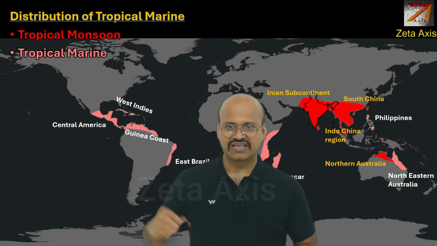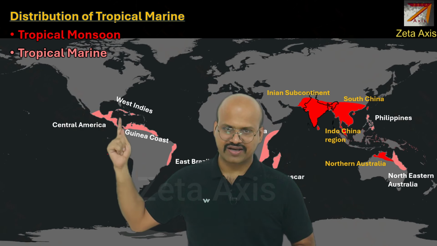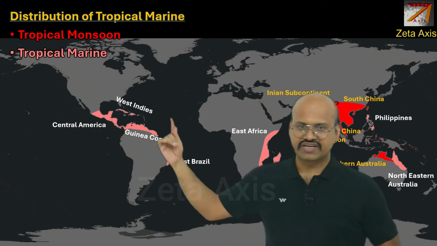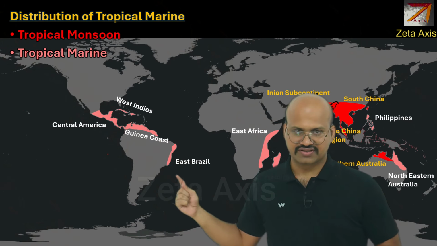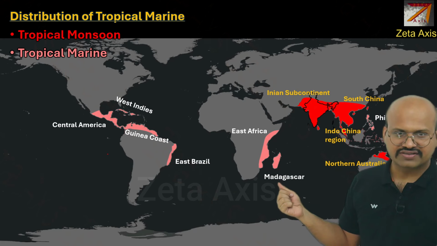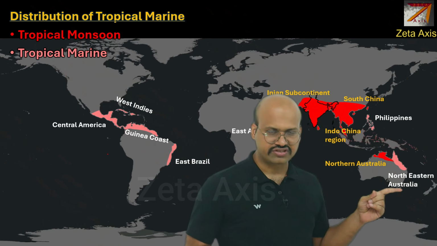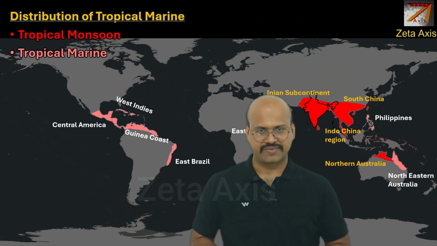And now we will see the regions of tropical marine around the world. We can see they are in Central America, West Indies, these island regions, Guinea Coast, that is part of northern South America, East Brazil region, East Africa, Madagascar, and then we have Philippines as well as Northeastern Australia. So these are the regions which have tropical marine type of climate.